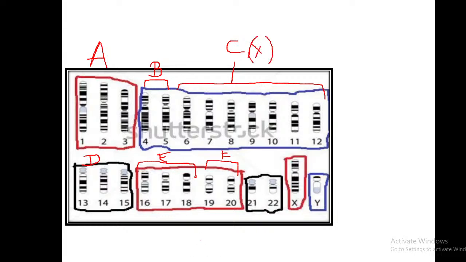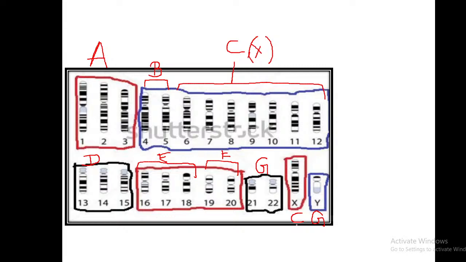Then 21 and 22 and Y are G. This is how in human karyotype the chromosomes are arranged, and some names are given in a karyotype. Why? The purpose is to clearly say if you are speaking about a chromosome number 1, or if you are talking about a chromosome number A in general, these terms can be used. The A set of chromosome, the B set of chromosome, like that.